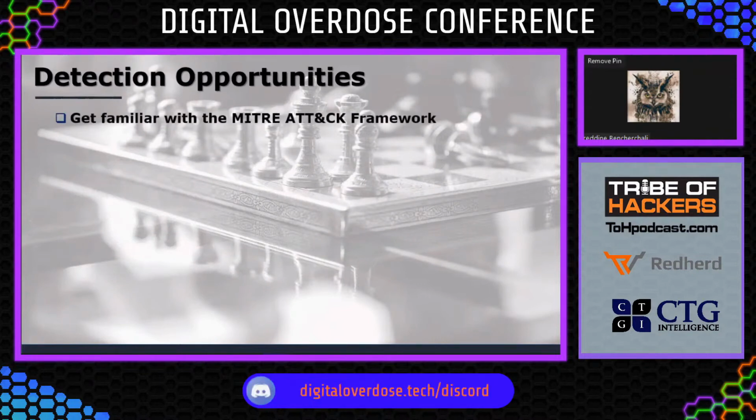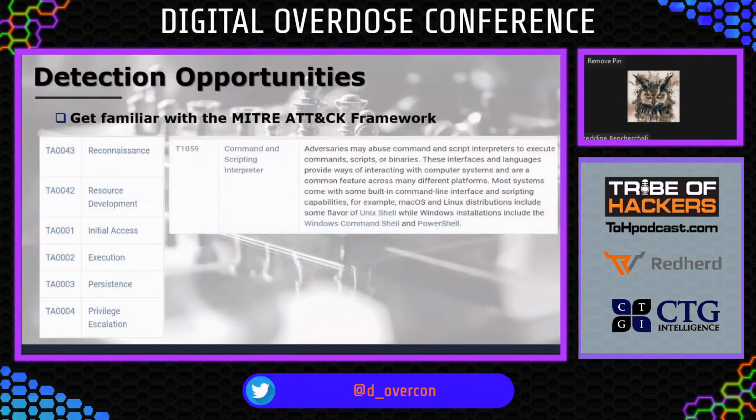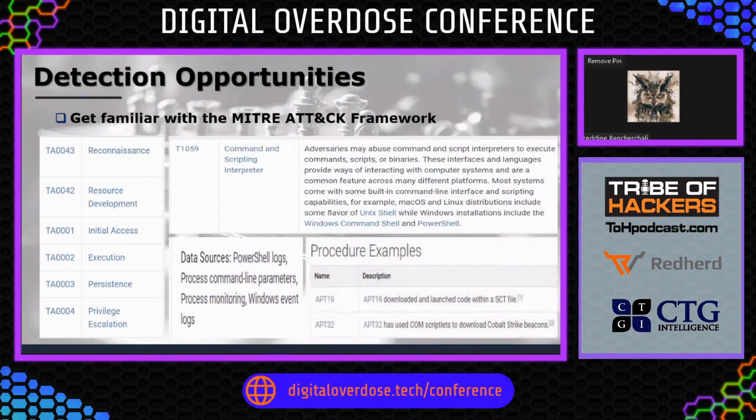And finally, as we have seen, MITRE ATT&CK provides a very good resource to create detections. As we've seen, it provides tactics such as reconnaissance, execution, etc. And for each tactic, it provides techniques that are mapped to it. So for example, in the case of PowerShell, we have the command and scripting interpreter. And when we click on that, we have data sources that can help us know where to look to find maliciousness.